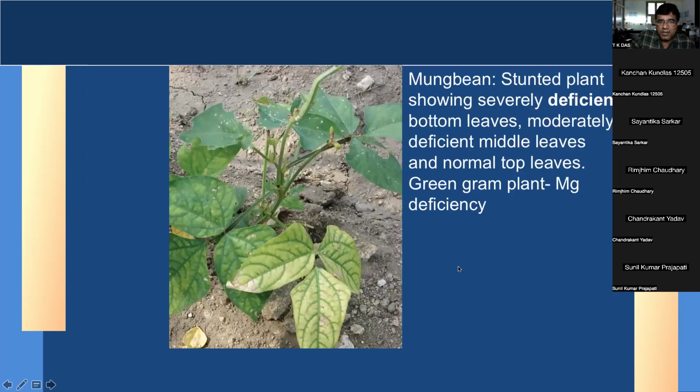And you can see deficiency symptoms of magnesium in cowpea. This is cowpea. I'm sorry, this is mung bean plant, not cowpea. This is mung bean. Stunted plant showing severely deficient bottom leaves. You can see lower leaves, moderately deficient middle leaves. Middle leaves, you can see, put your eyes. You can see it is light. It is more green than the lower leaves and normal top leaves.